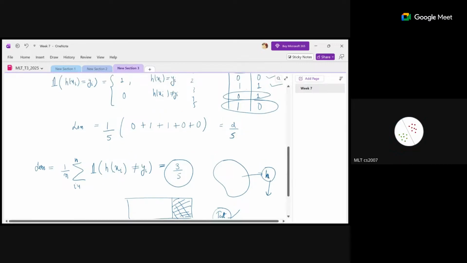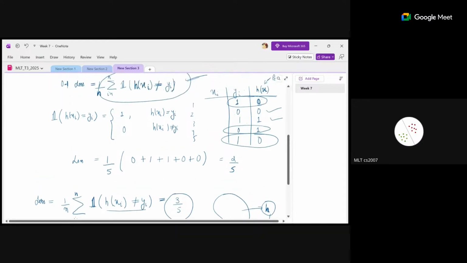So see, what is this indicator function telling you? This is saying it will take the value 1 if h of xi is not equal to yi, and it will take the value 0 if it is equal to yi, right? So if they are equal, it means loss is 0, right? So that's how it is defined.